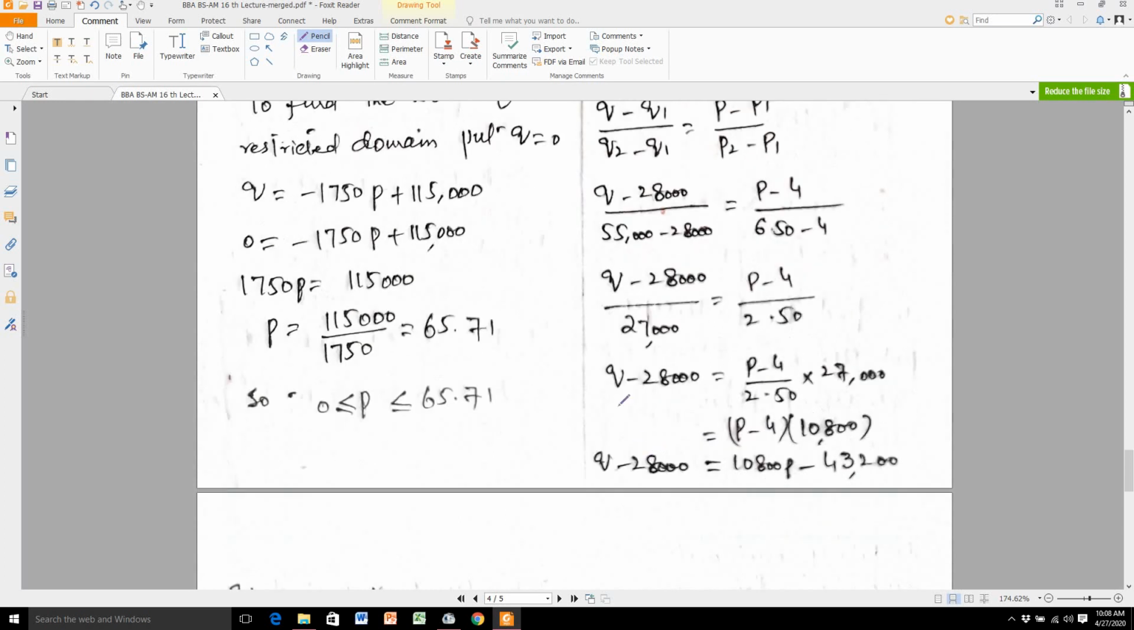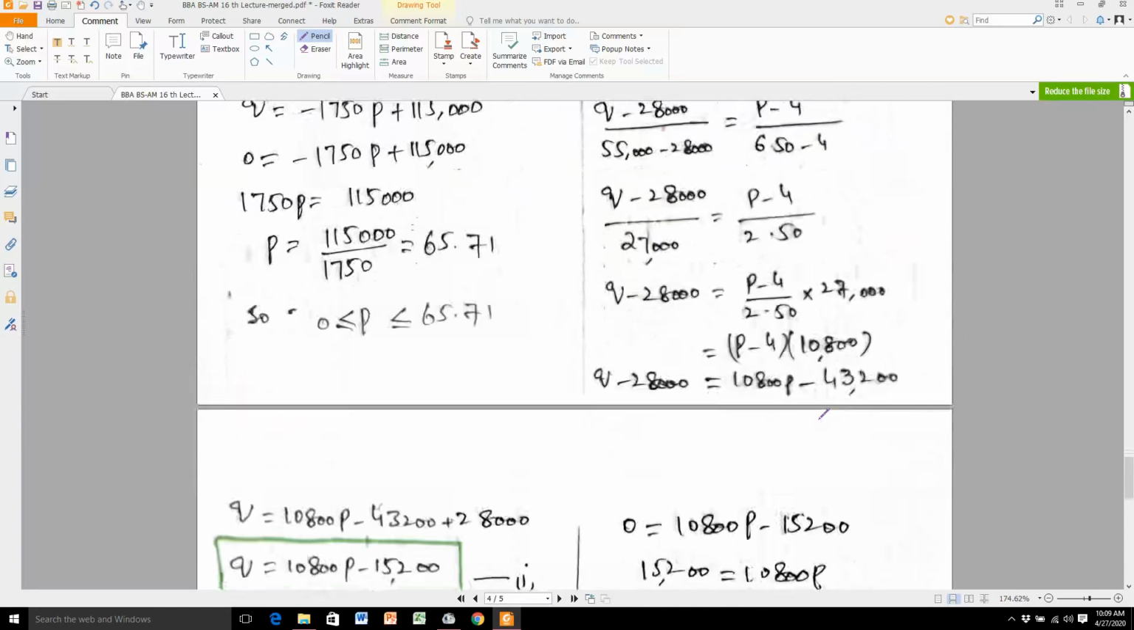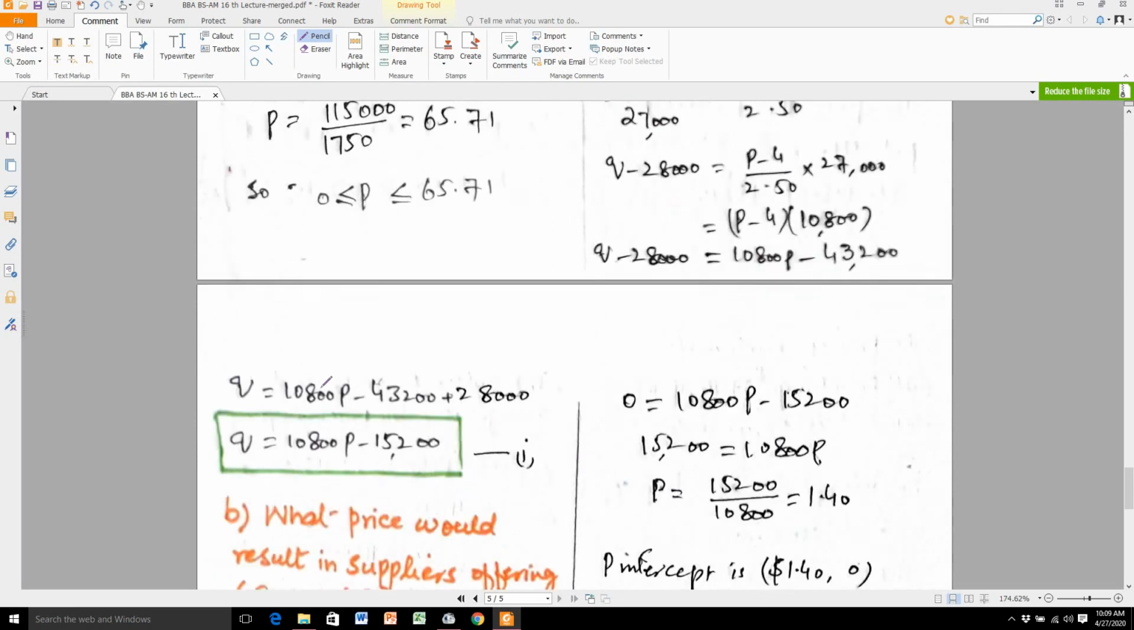When I cross multiply it, Q minus 28,000 is equal to P minus 4 divided by 2.50 multiplied by 27,000. When I divide 27,000 by 2.50, I get 10,800. When I multiply this 10,800 with P and 4, I get 10,800 P minus 43,200. And after simplification, when I move 28,000 towards the right, Q is equal to 10,800 P minus 43,200 plus 28,000. I get Q is equal to 10,800 P minus 15,200.